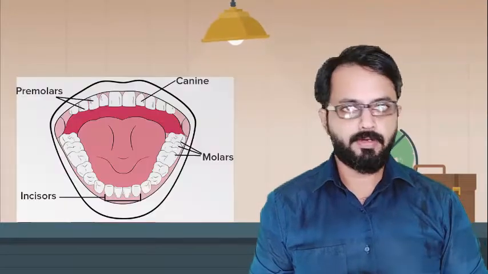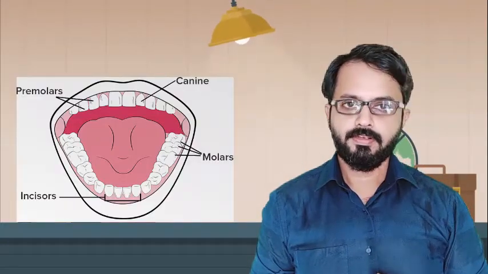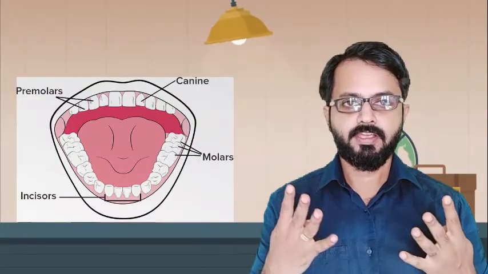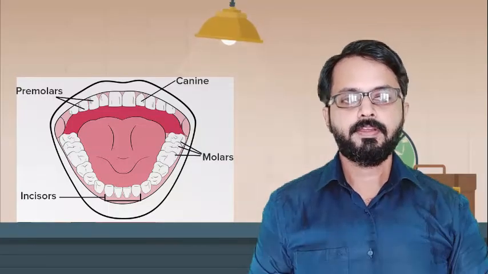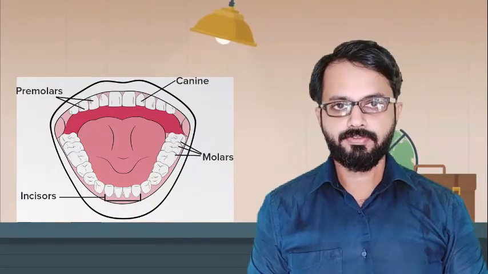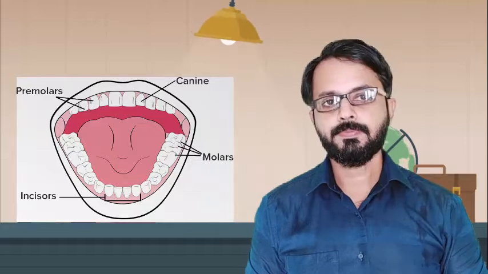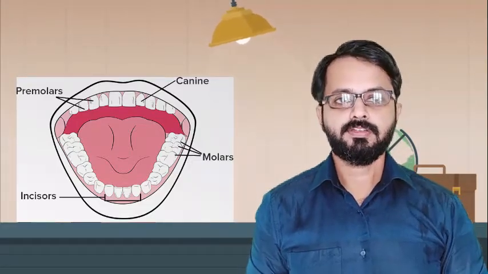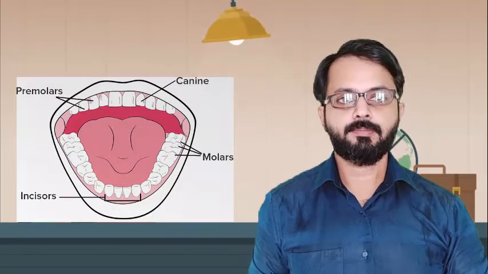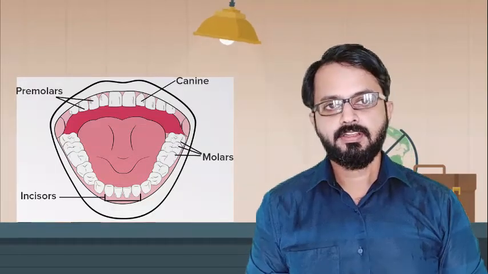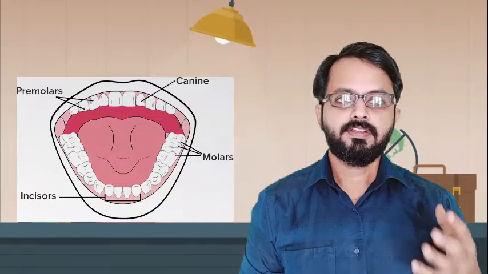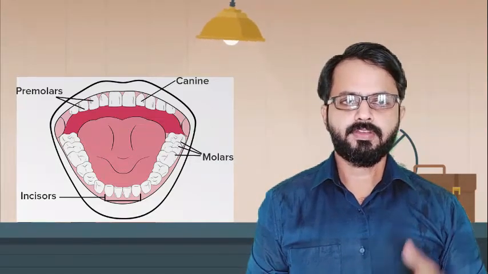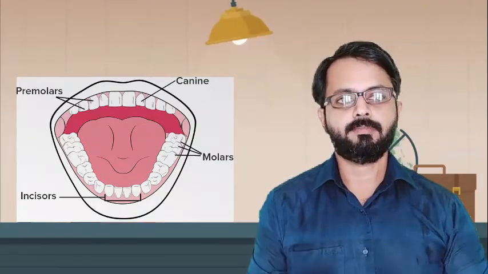So we have 32 permanent teeth in our mouth, isn't it? 8 incisors, above and below. Then we have 4 canines. Then 8 premolars. Then 12 molars. These are the numbers of teeth in our mouth. For an adult person, 32 teeth will be there. You can just count how many teeth are there in your mouth.